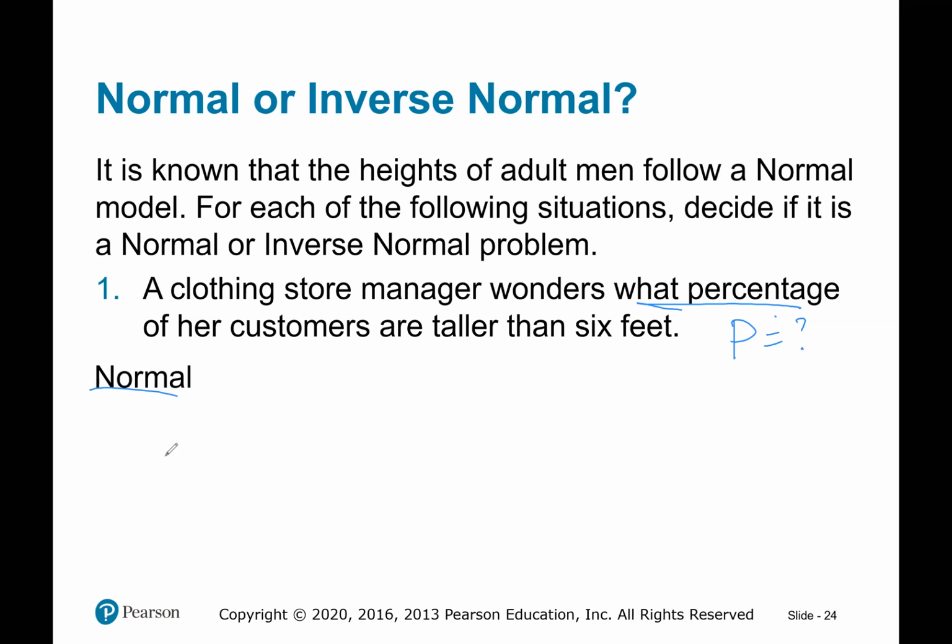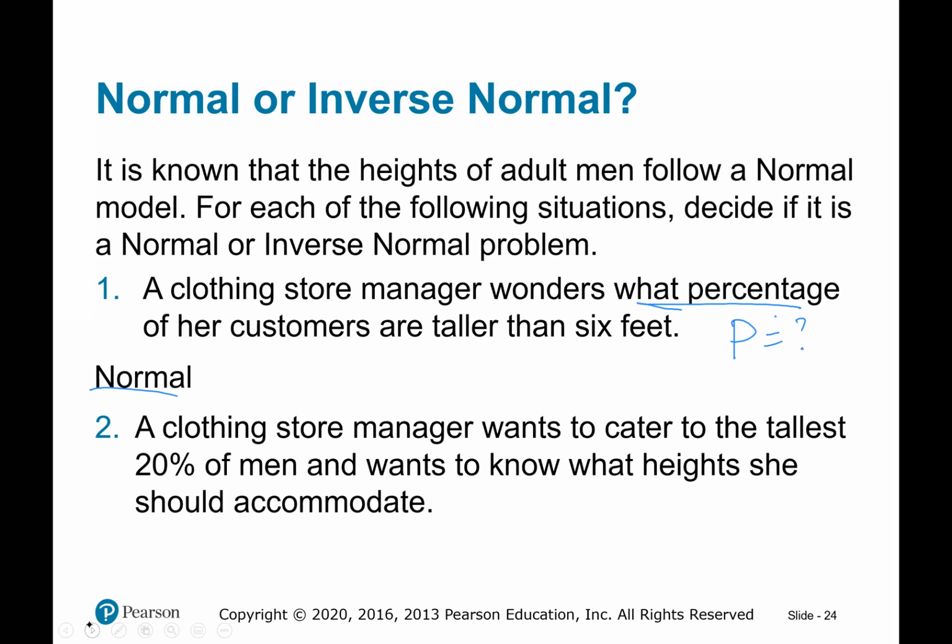Now what about the next one? A clothing store manager wants to cater to the tallest 20% of men and wants to know what heights she should accommodate. For this problem, the percent, or the probability, or the area is given, but they are looking for the height, which means they are looking for the x. That means it should be inverse norm, because we are not looking for the probability anymore. We are looking for the x value.